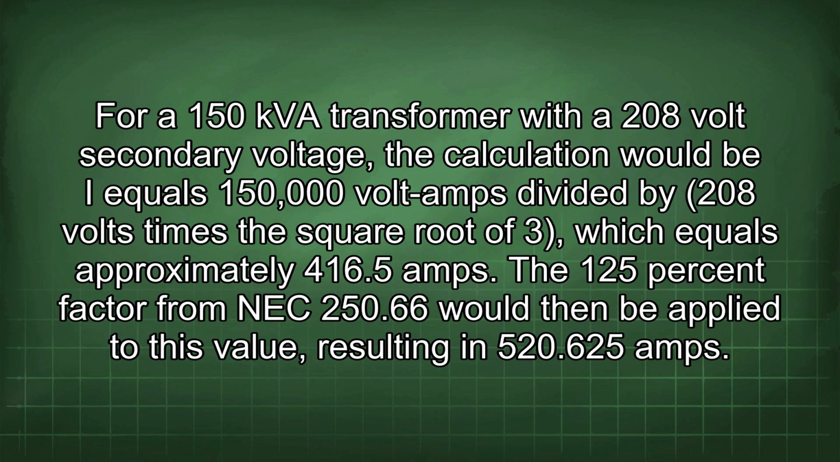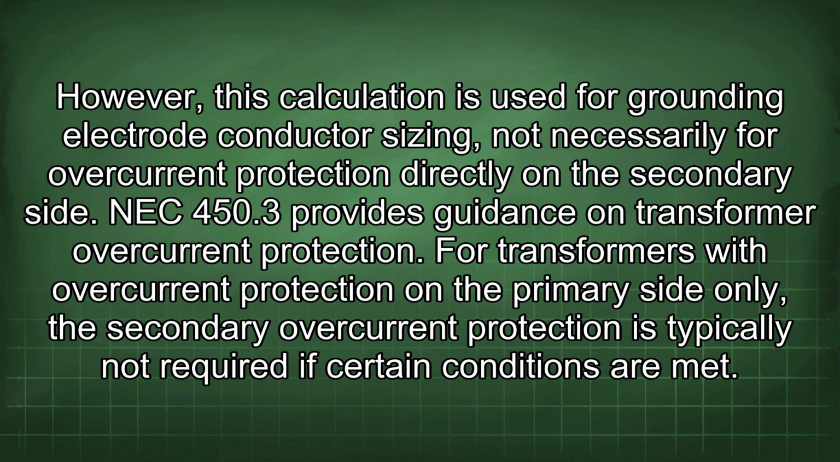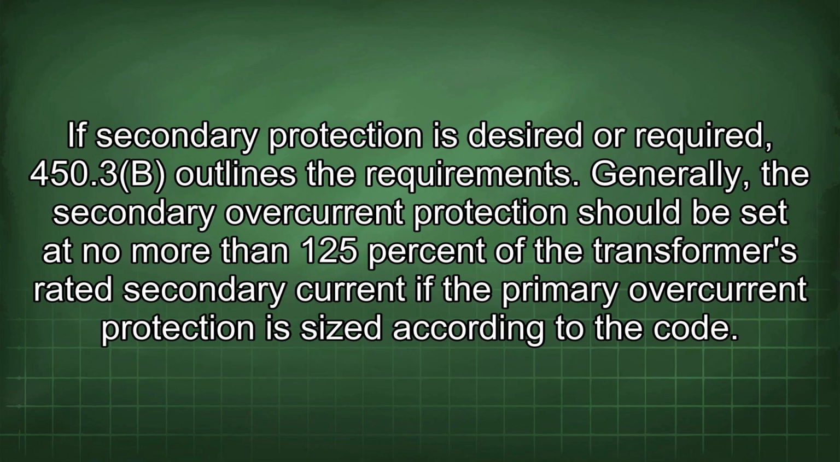The 125% factor from NEC 250.66 would then be applied to this value, resulting in 520.625 amps. However, this calculation is used for grounding electrode conductor sizing, not necessarily for overcurrent protection directly on the secondary side. NEC 450.3 provides guidance on transformer overcurrent protection. For transformers with overcurrent protection on the primary side only, the secondary overcurrent protection is typically not required if certain conditions are met. If secondary protection is desired or required, 450.3(B) outlines the requirement.